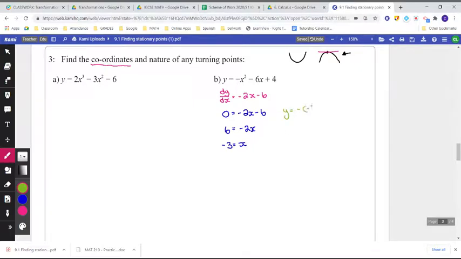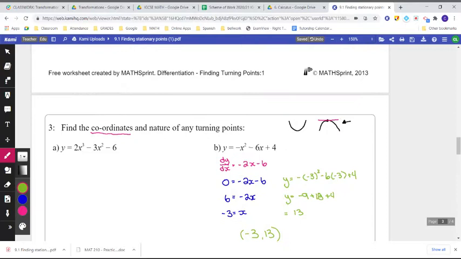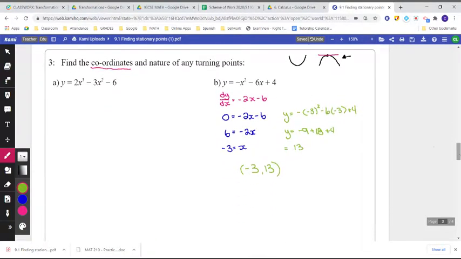So to find y, you go negative 3 squared minus 6 times negative 3 plus 4. So we're going to have y equals negative 9 plus 18 plus 4. That's going to be 9 plus 4 equals 13. So now we have the coordinate of our turning point: negative 3, 13. And like I said, we can assume that it's a max because we know a little bit about quadratics, but we're going to prove using our first derivative test that it is in fact a max.